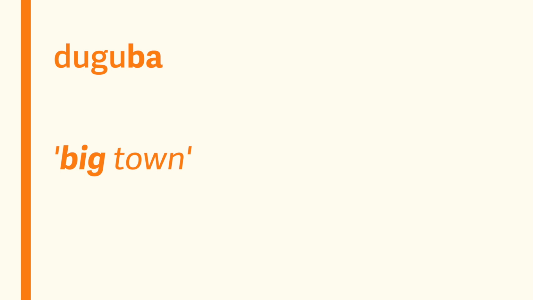Deni. The augmentative suffix ba does the same thing, but in the other direction. It adds a value of large or big to whatever thing you're talking about. For instance, we could have the word dugu, meaning town, or we could have the word duguba, meaning big town. Duguba.